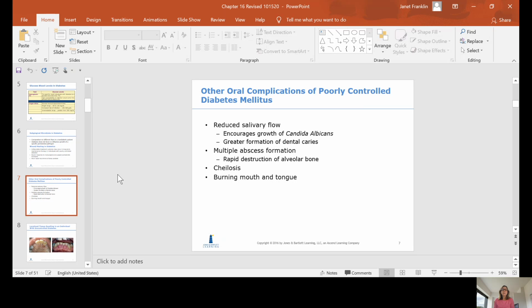They are also more susceptible to abscess formations. They have more destruction of the alveolar bone. Cheilosis, which is a cracking of the lips, or burning mouth and tongue.